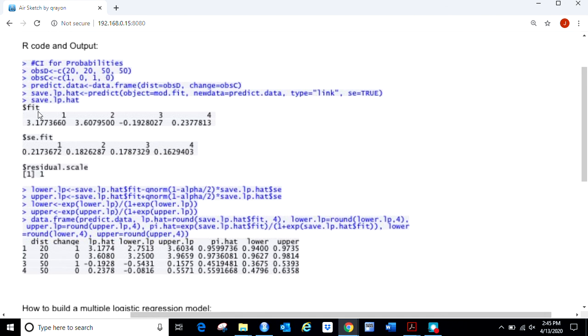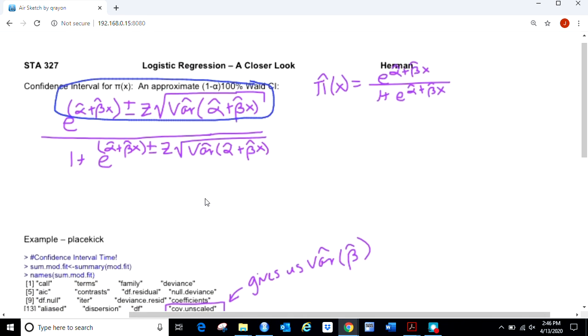And you'll notice when I get these values that I have 4, because I have 1 for each of my combinations of my types of kicks I have up here. So I have different fitted values as well as the standard errors of the fits. Putting these now in my confidence interval form. Again, if you need to see that formula, you can go back here. This one I think is on page 10, yes, of how we did a confidence interval for the probability.